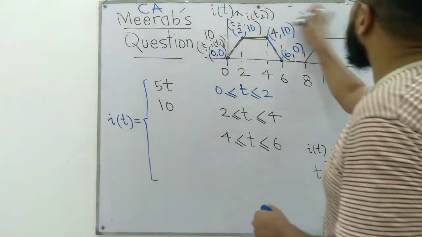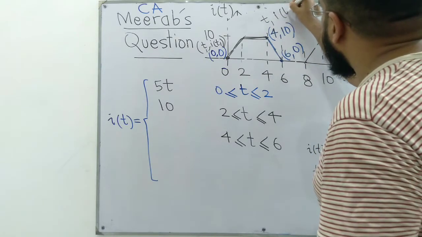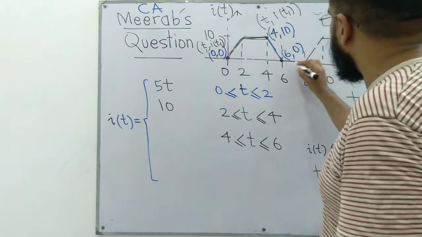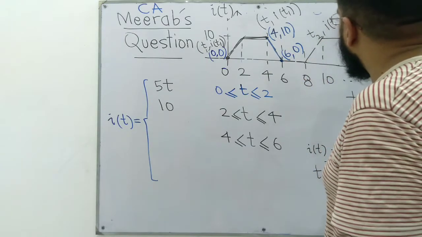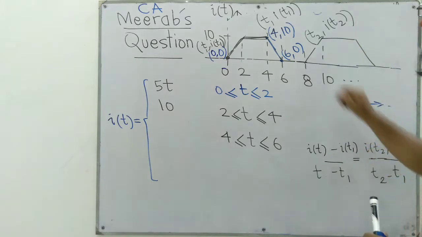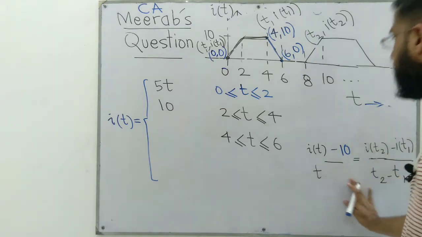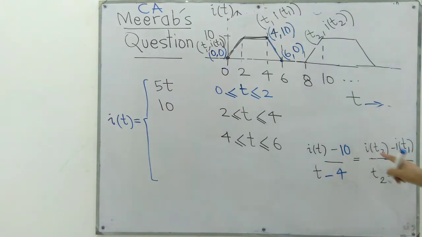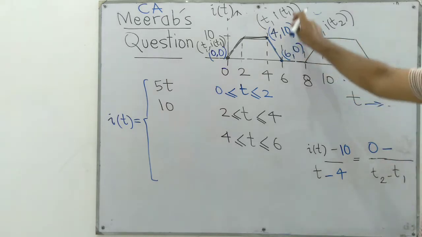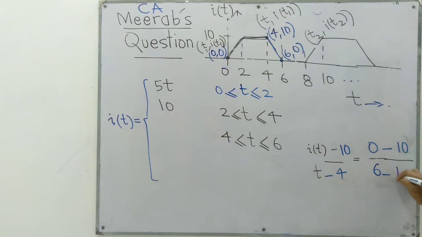So it can also be written as t1, I of t1. This is t2, I of t2. So we can put the same in this equation. I of t minus I of t1. I of t1 is 10. So I of t minus 10, over t minus t1. t1 is 4. I of t2 is 0, 0 minus I of t1. I of t1 is 10. t2 is 6, t1 is 4, 6 minus 4.